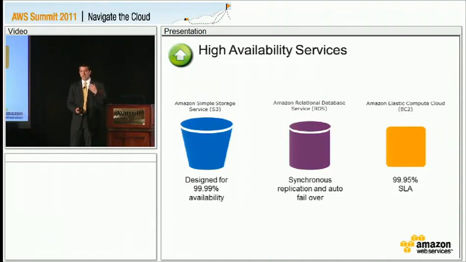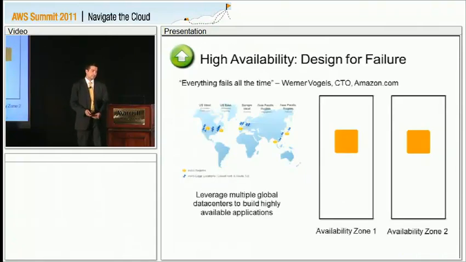Again, Amazon S3 itself is designed to be four nines available. Amazon RDS, as we talked about before, you can have synchronous replication with auto failover literally with a single click when you set up the database. And then Amazon EC2, even if we're not architected across multiple availability zones, which we'll talk about on the next slide, has a 99.95 SLA for Amazon EC2 instances. So each service is architected for high availability.